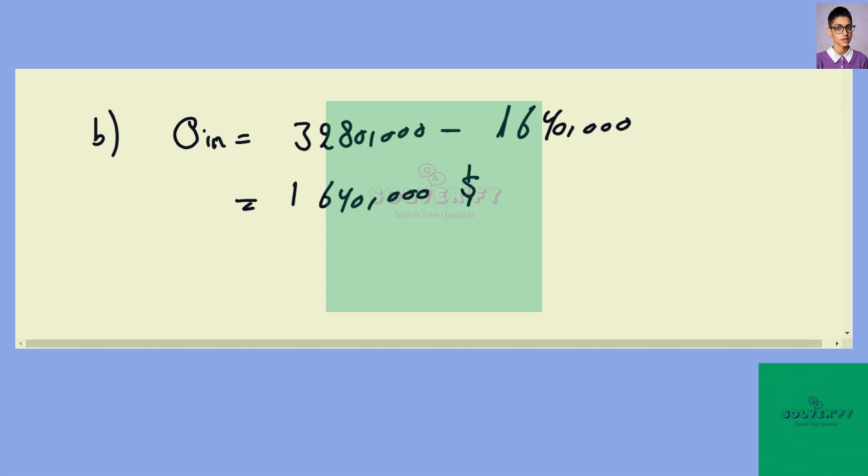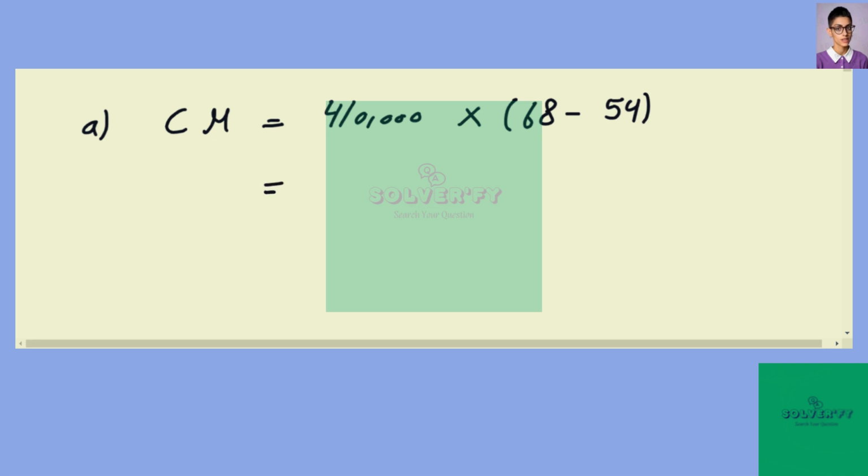Now in the second part, for part A, we need to determine the contribution margin again. Here the contribution margin is equal to the number of units sold, which is 410,000, times the contribution margin per unit, which is the selling price per unit minus the variable cost per unit. But here the variable cost is 54, not 60. So the contribution margin is equal to 5,740,000.